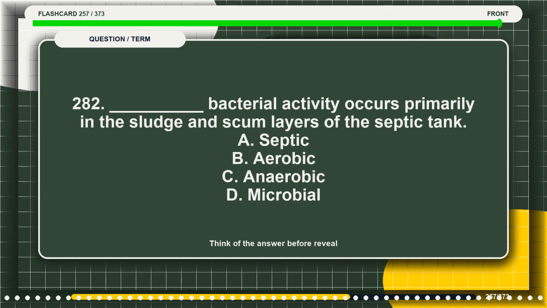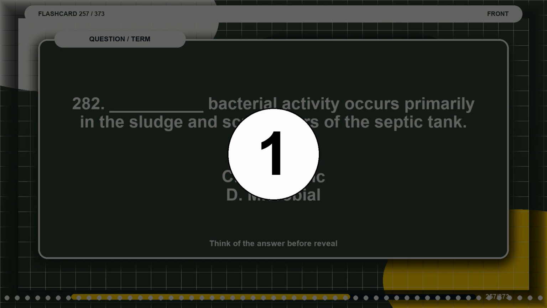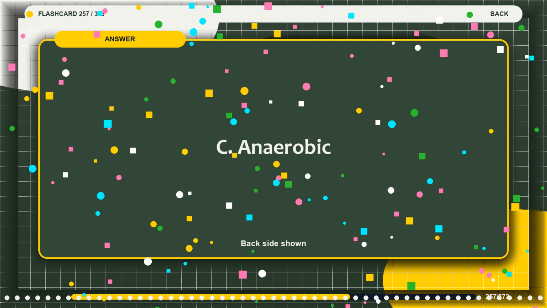Flashcard 257. Blank bacterial activity occurs primarily in the sludge and scum layers of the septic tank. A. Septic. B. Aerobic. C. Anaerobic. D. Microbial. Think of the answer before the reveal. The answer is C. Anaerobic.